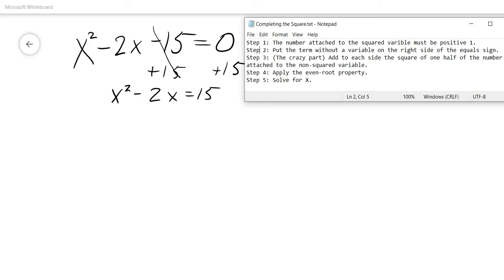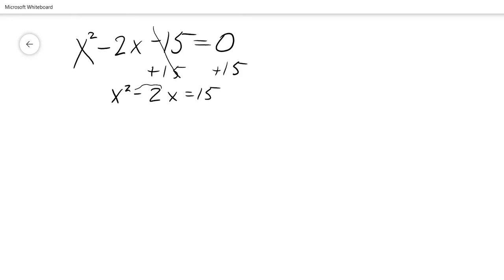1/2 of that number, well, we're going to take this and multiply it by 1/2. That's how you find 1/2 of anything, just multiply it by 1/2, or divide by 2. I prefer multiplying by 1/2 for this particular thing. And then square it, and then add that to both sides. Okay, here's what we do. The coefficient, the number in front of the non-squared variable, is negative 2. I need to find 1/2 of that, so I'm going to multiply by 1/2. That gives me negative 2 over 2, which is just negative 1. Any number divided by itself is 1.